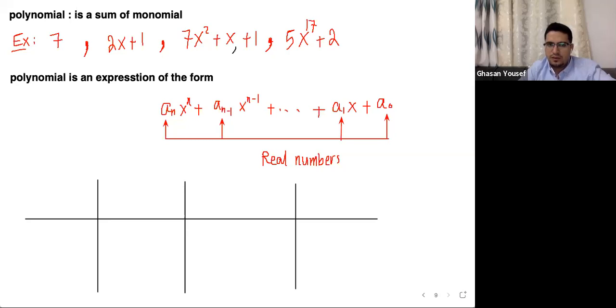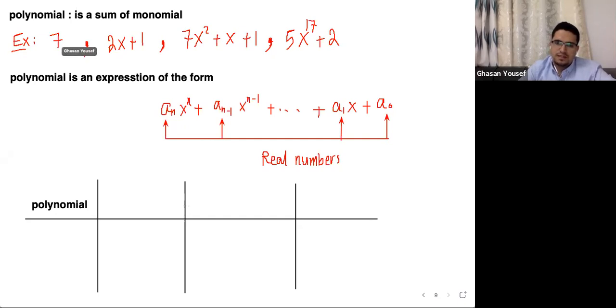Here, what is the highest power? For the third one, we have 2 and 1, and we don't have anything else, so the highest power is 2. What is the highest power here? We have 17, so the power here is 17. Now we go back here. What is the power here for the 7? Any idea? Yes, x to the power 0, exactly. This is correct, thank you.